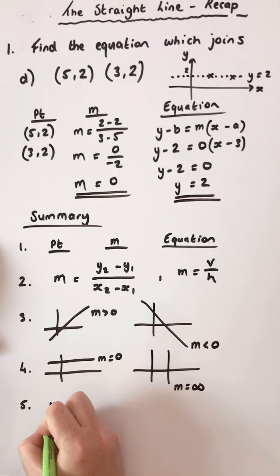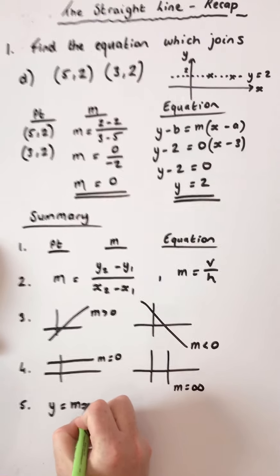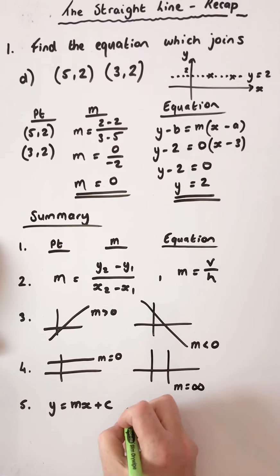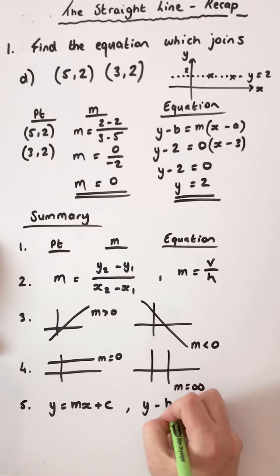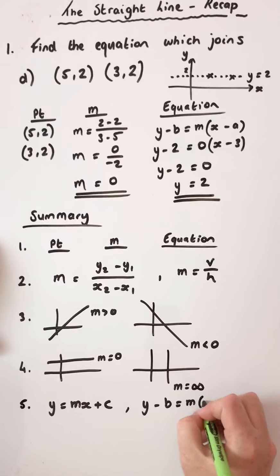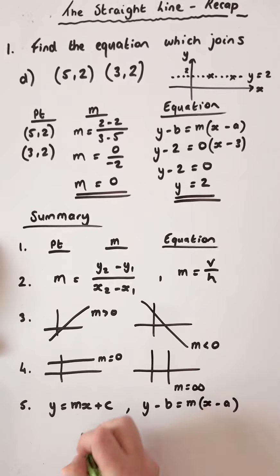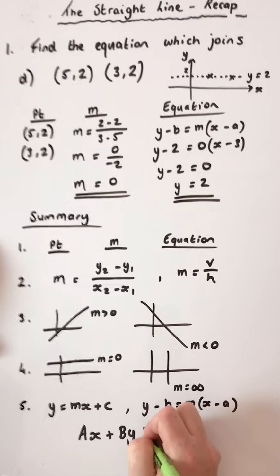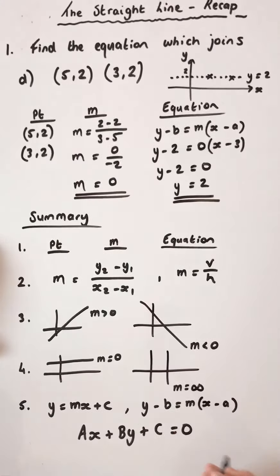Bottom line, equation of a straight line. Be familiar with y equals mx plus c. Be familiar with y minus b equals m times x minus a, and be familiar with this general equation of a straight line and variations of that.